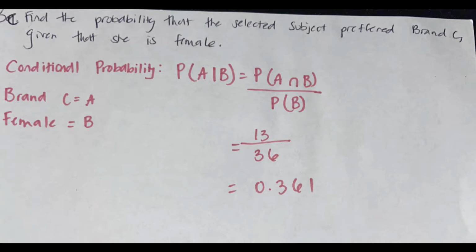So for our numerator, we're going to refer to our two-way table, and we're going to look at a female who preferred the cookie brand C, which is 13. And our denominator will be the total females, which is 36. This will give us a probability of 0.361.